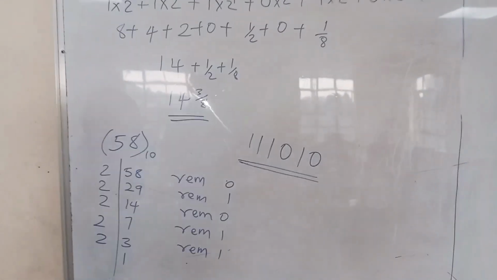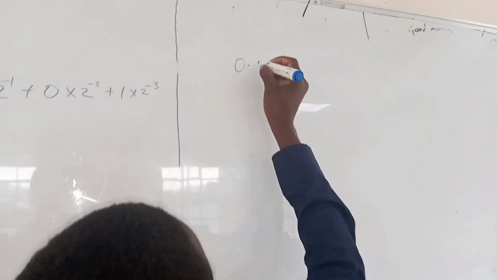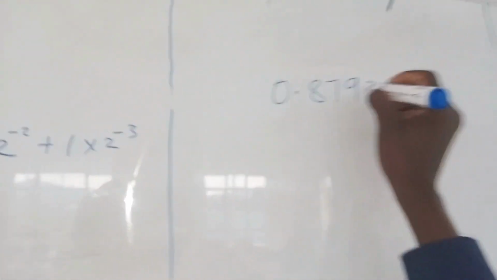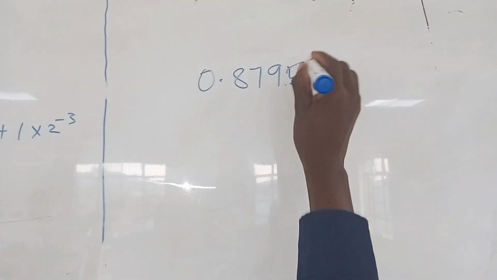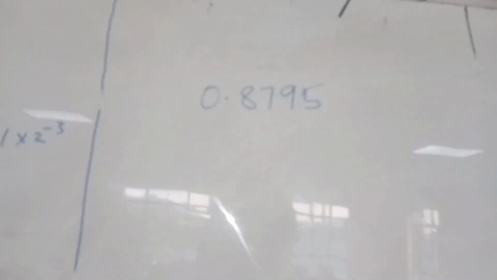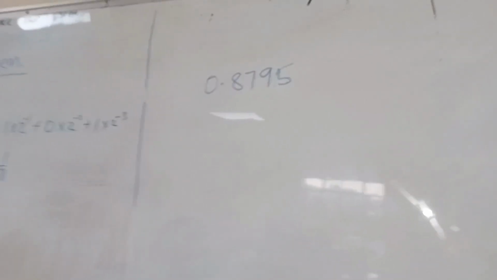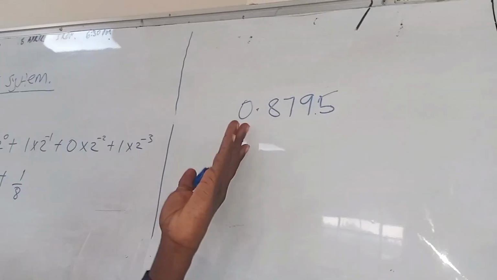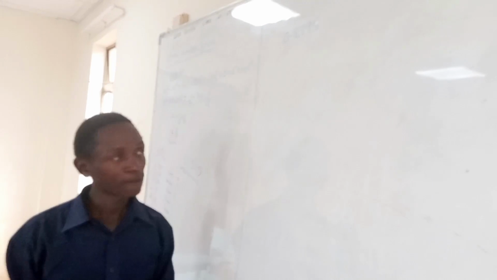But for example, you may be given a decimal number like this one, 0.8793, or maybe let's put 5 and check whether we will get something. So once again, on converting this into a binary number, what you normally do is you multiply by 2 and you ignore the whole number that you get on this side, and the other side is the one that you will continue multiplying.